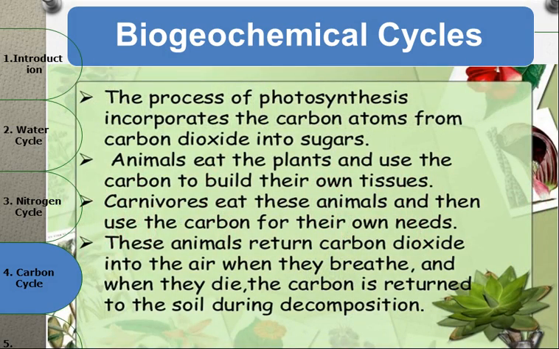The process of photosynthesis incorporates carbon atoms from carbon dioxide into sugar. Animals eat the plants and use the carbon to build their own tissue. Carnivores eat the animals and then use the carbon for their own needs. So this means that the carbon fixed in the first process is then used as a source of energy for different organisms in the food chain. These animals return carbon dioxide into the air when they breathe or when they die.